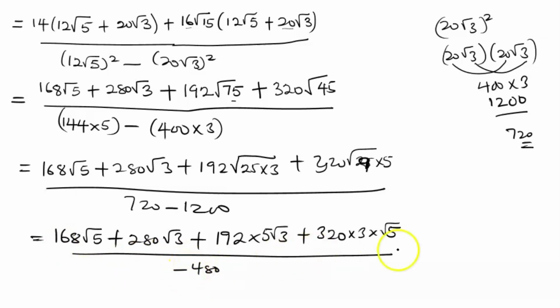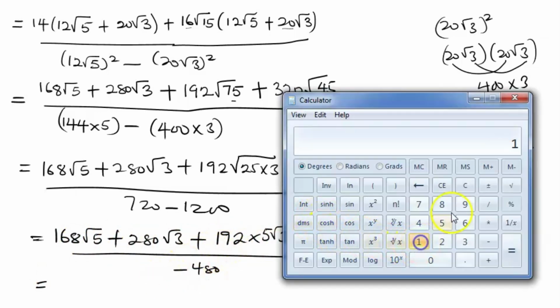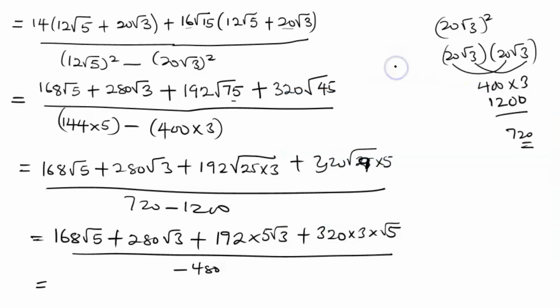Okay, so we still have to do so many of these things. We still have to push it further. Don't forget the form the examiner asks us to leave this problem in. All right, so it's only these two that have not agreed. So 192 times 5. That's 960. Okay, so I can have 960 there.